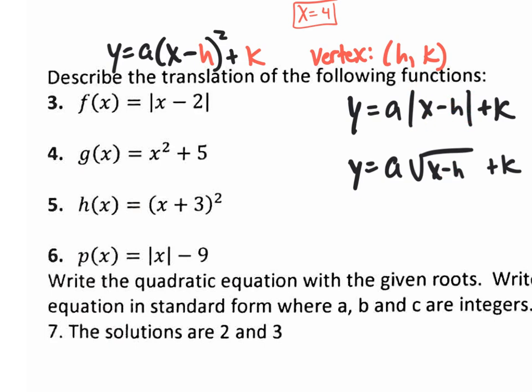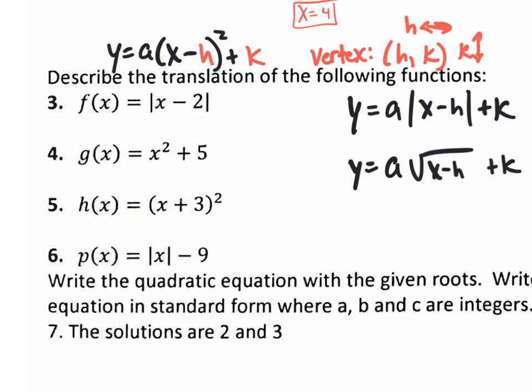It's always going to be inside grouped with x, and it's always going to be subtracted from x. So that's why we always think opposite on h. Now just remember this. H is your left or right shift. K is your up or down shift. And you have to think opposite on h and take k for what it is.